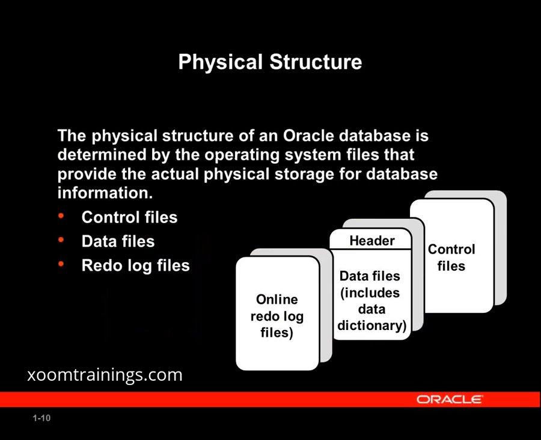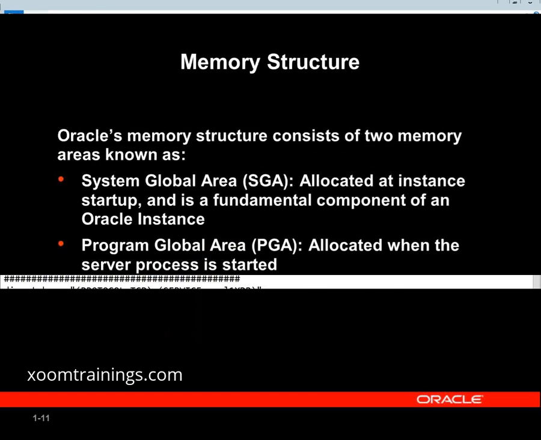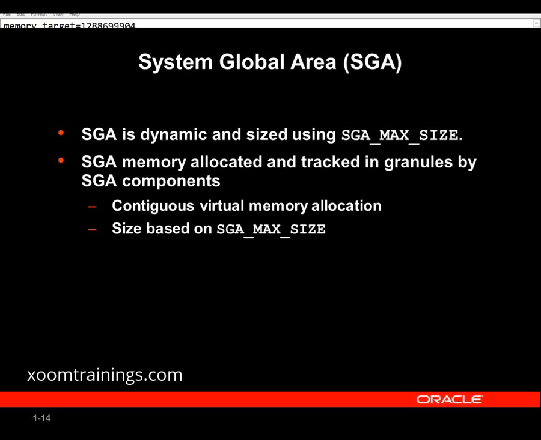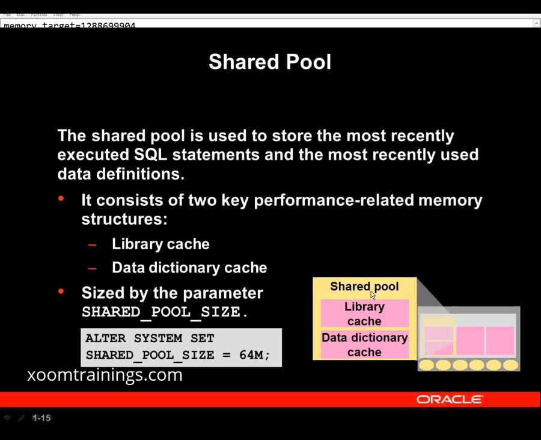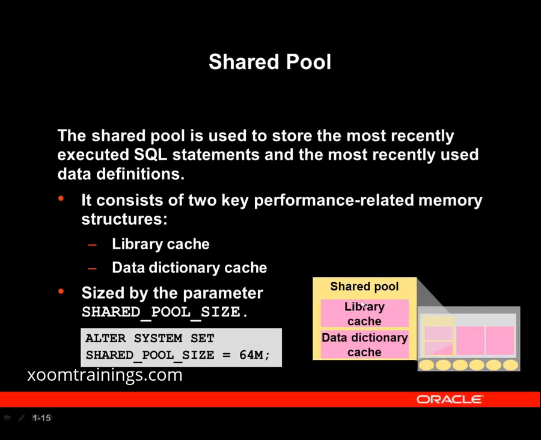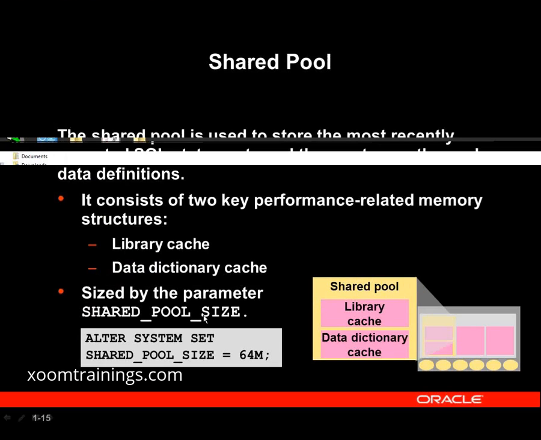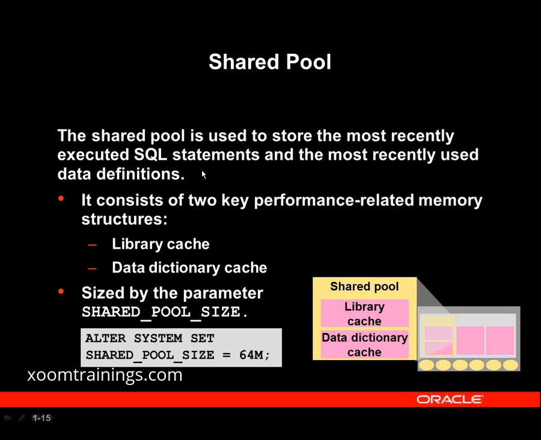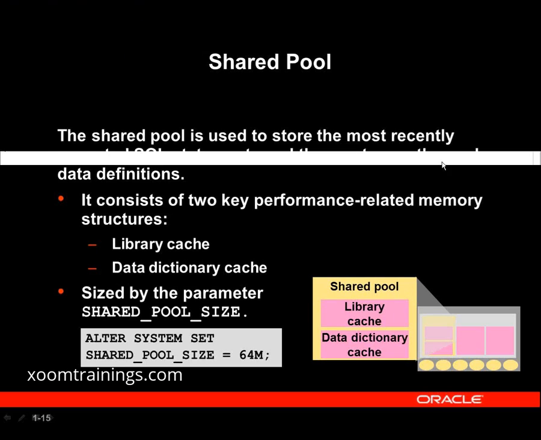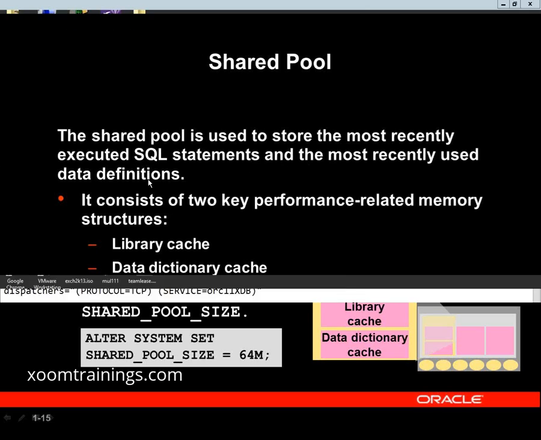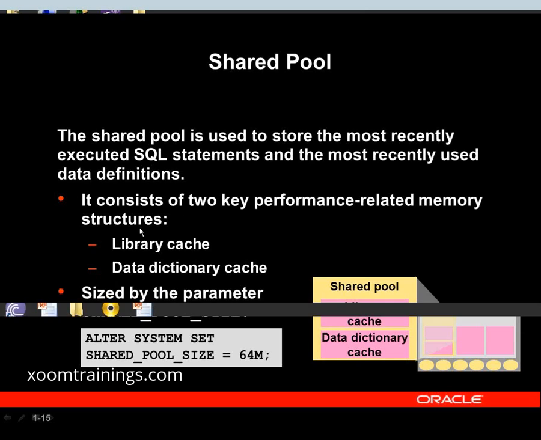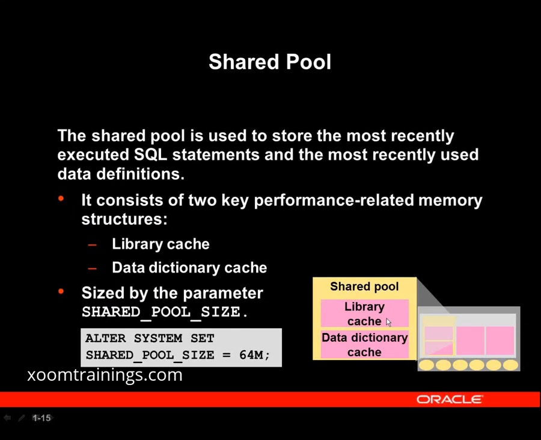Okay, so now the shared pool: how it will be configured with the parameter files, or also with the SPFILE, where we could do dynamic configuration. As I gave a brief explanation, the shared pool is used to store the most recently executed SQL statements and the most recently used data definitions. What exactly are SQL statements and data definitions? Let's say, as I said, select star from, update, or anything.